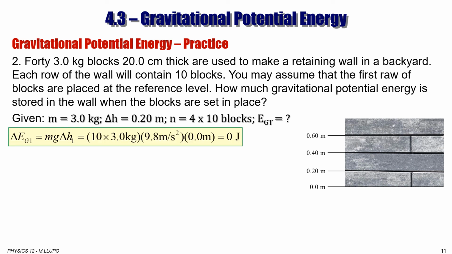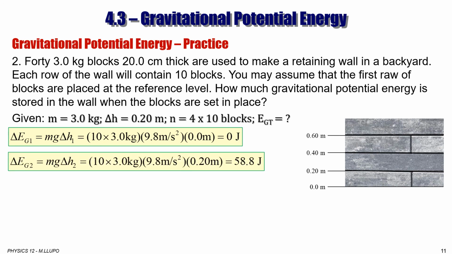The formula is mg delta h1. So we have 10 blocks with 3 kilogram times 9.8 meter per second squared times the height for the first one. Since they are placed at the reference level at the ground, they cannot really go lower than that, so that means it's going to be 0. So everything is 0.